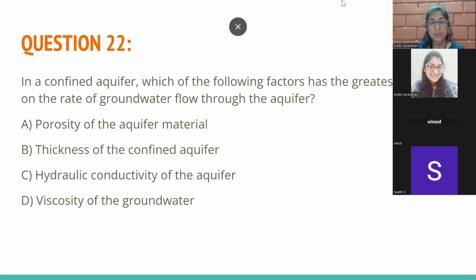In a confined aquifer, which of the following has the greatest influence on the rate of groundwater flow? Is it the porosity, thickness, hydraulic conductivity, or viscosity of groundwater? You can provide your answers in the chat box, and then we'll move on to the solution discussion.